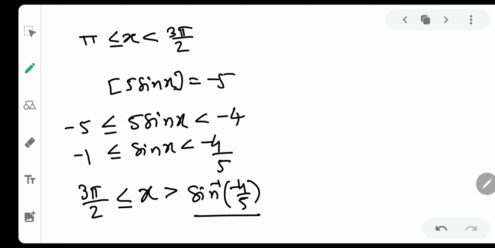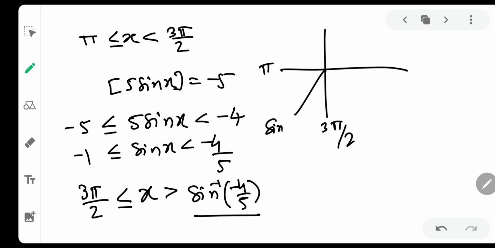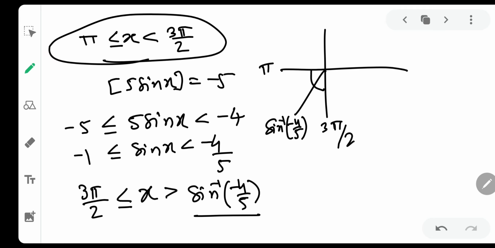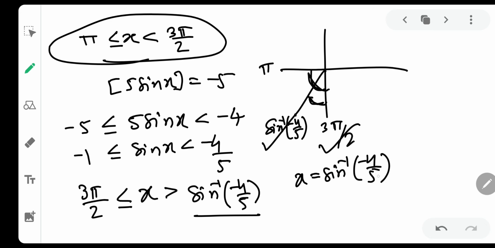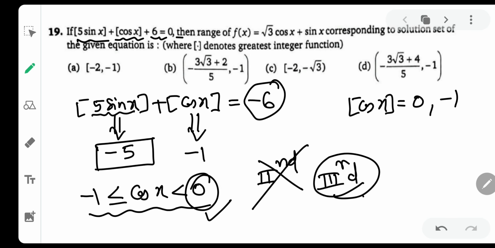Now let us take the intersection of both of them. Now that is very simple. If you kindly check this out, pi, 3 pi by 2, and over here somewhere sine inverse of minus 4 by 5. We need the intersection. For cos it is this whole part, and for sine it is this part. So intersection will be from here to here. So your x values are ranging from sine inverse of minus 4 by 5 to x is equal to 3 pi by 2. Basically this is the domain of the question, but what we need is the range of a different function. Now what is that function?